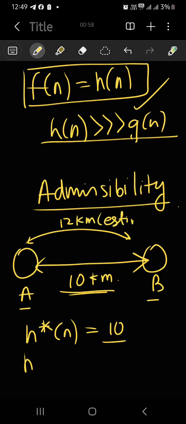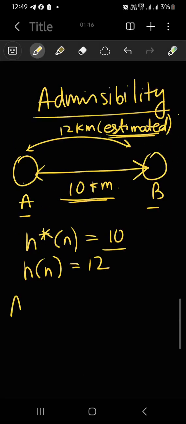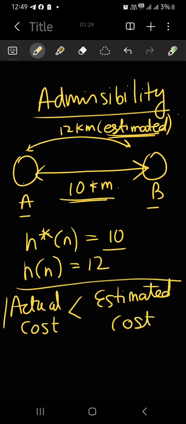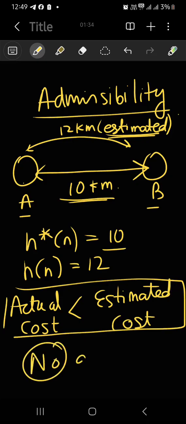The actual cost is 10 kilometer, but I am estimating that if I want to go from station A to station B, it is 12 kilometer. So let's say I am denoting this estimated cost by h of n. So h of n is basically 12. So what I am seeing, the actual cost is less than the estimated cost. So can I say that this is admissible? No, this is not admissible.